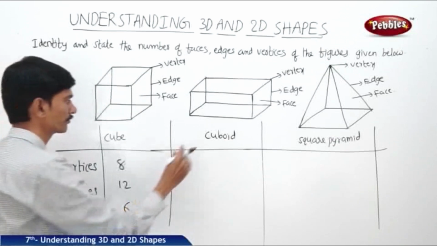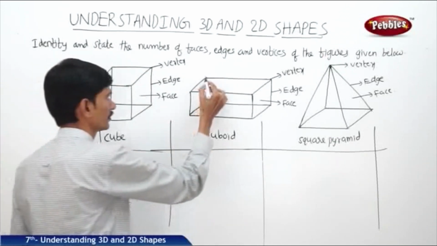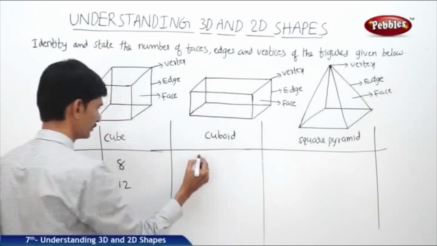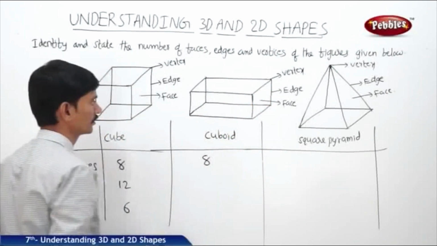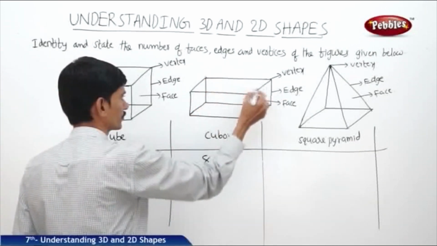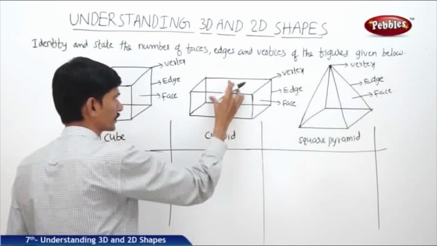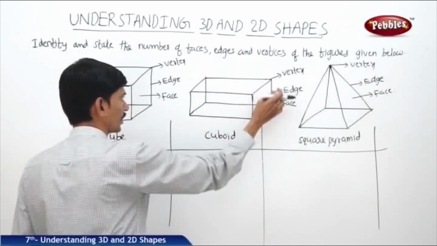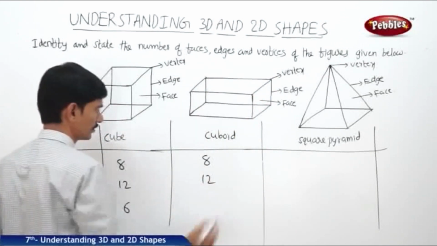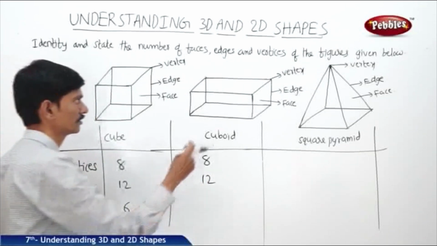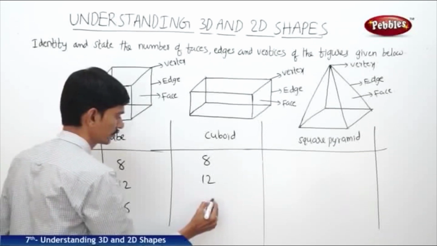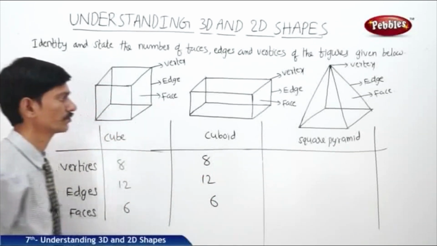Now in case of the cuboid also, the vertices are 1, 2, 3, 4, 5, 6, 7, 8 vertices, and the edges: top 4, bottom 4, 4 plus 4, 8, and the lateral edges also 4, so 12 edges. And the faces: 4 lateral faces and the top and bottom, so a total of 6 faces in case of a cuboid.